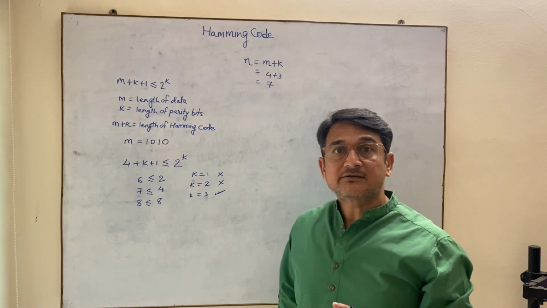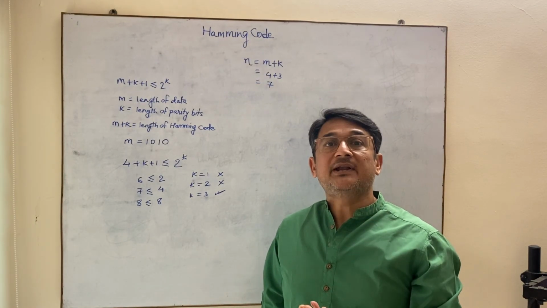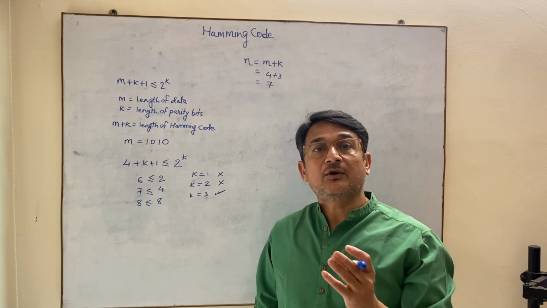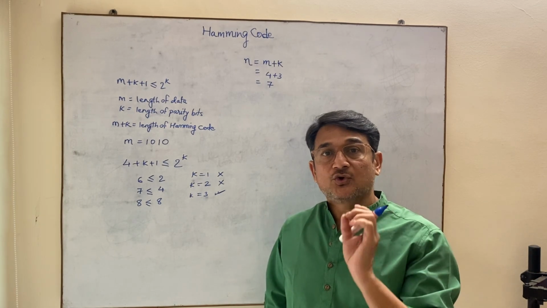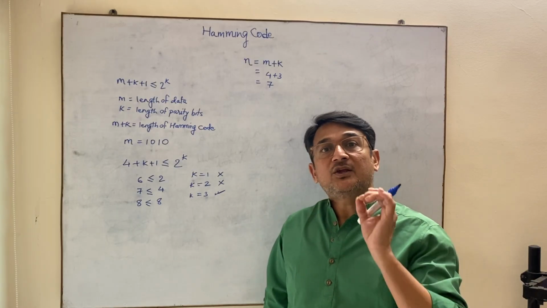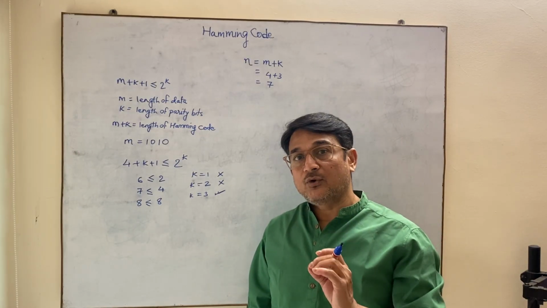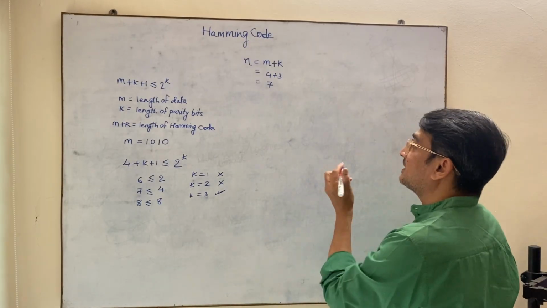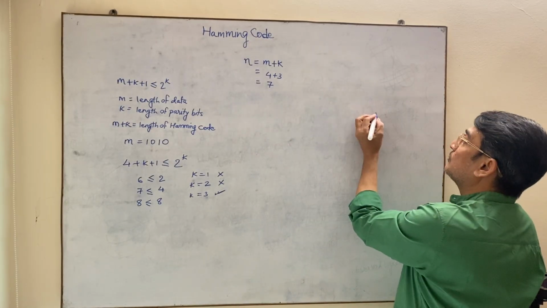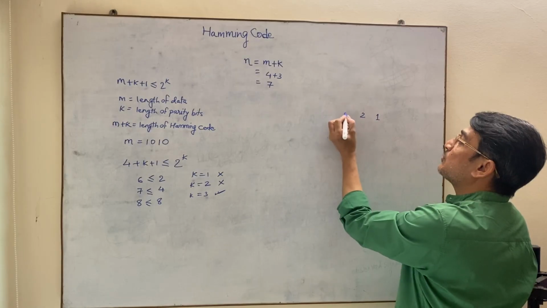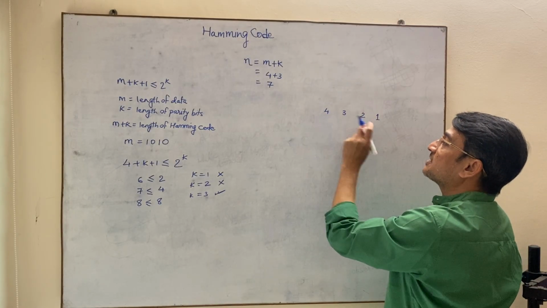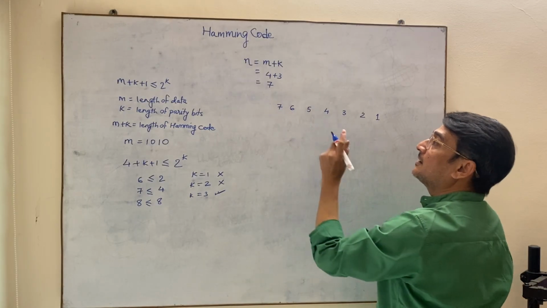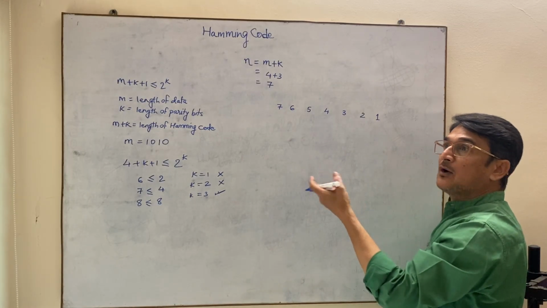So one thing is clear. If you have 4-bit data, you will have to construct the Hamming code of 7-bit length. So for every 4-bit data, you will get a 7-bit Hamming code. Now how will you construct a 7-bit Hamming code? For that, you have to consider 7 positions, and the 7 position numbering I am writing in reverse order.